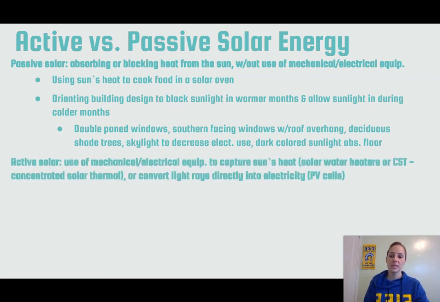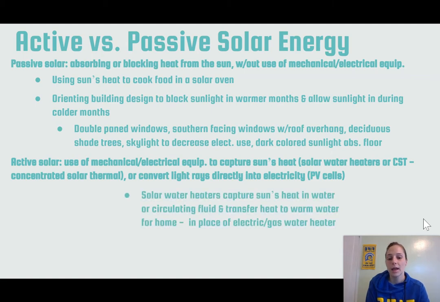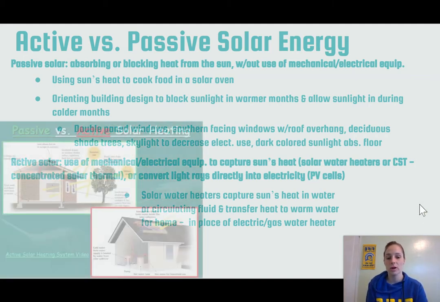Now, the other side of this is going to be active solar. And this is where we use mechanical or electrical equipment to capture the sun's heat. We can use things like solar water heaters or concentrated solar thermal, CSTs. Or you can convert light rays directly into electricity using PV cells. And basically the way that solar water heaters work is that they capture the sun's heat in water or circulating fluid, and then transfer that heat to warm water for the home instead of using electricity or gas in order to have a conventional water heater work.